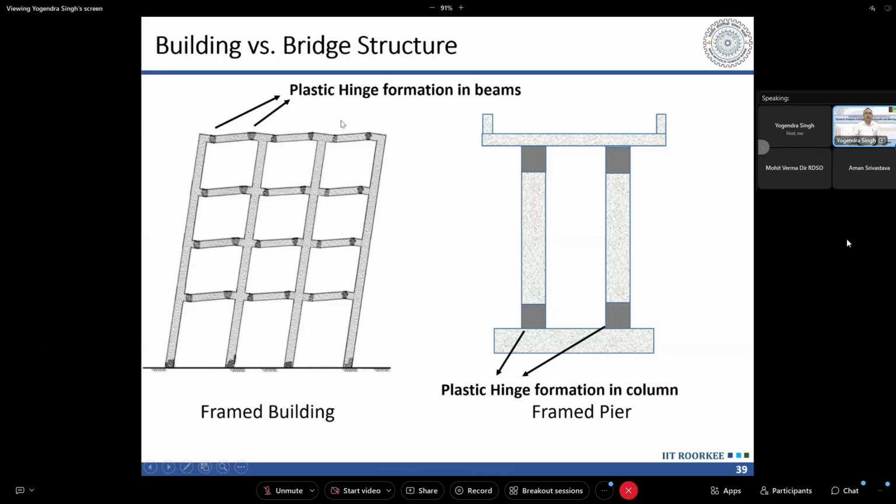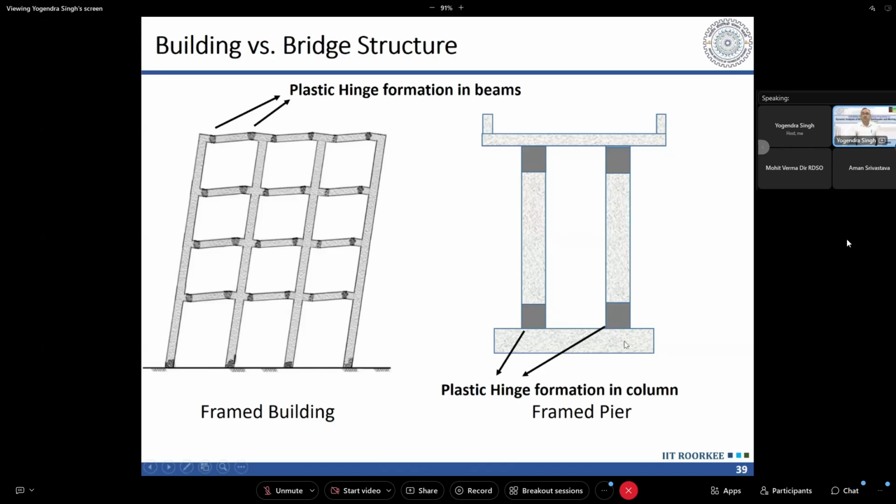In case of buildings, this is obtained by ensuring that the columns are stronger than the beams, because beams are more ductile than the columns. The columns, because they are subjected to axial load also, lose ductility when subjected to axial load. So columns are less ductile, the beams are more ductile. That's why we design our buildings in such a way that the columns are stronger and the beams are weaker, what we call strong column weak beam design.